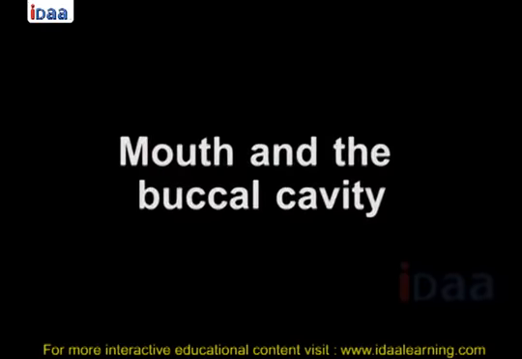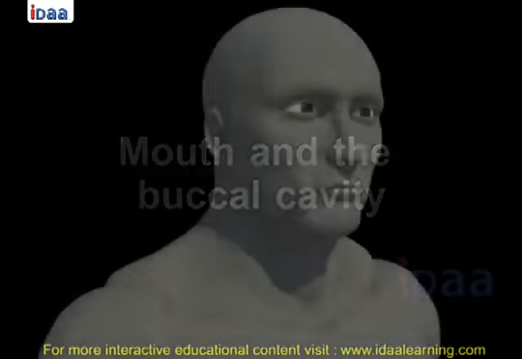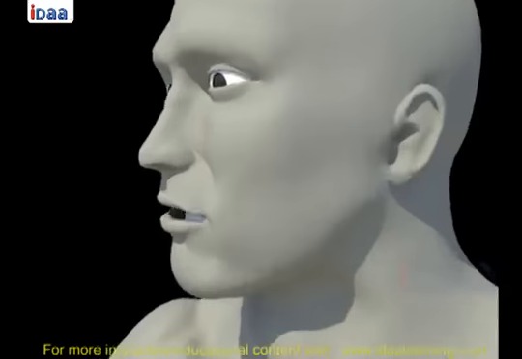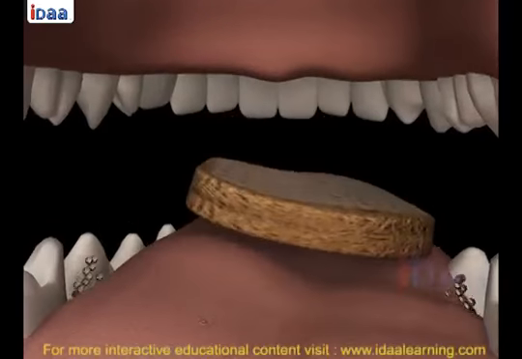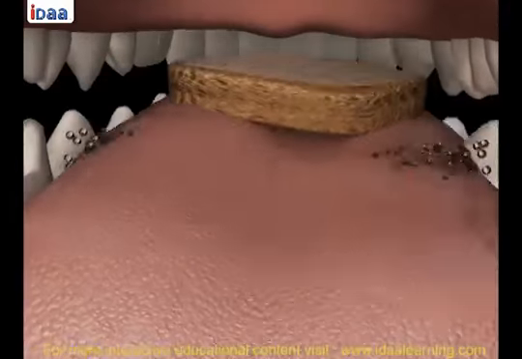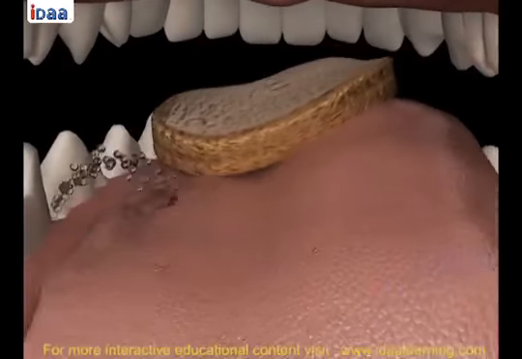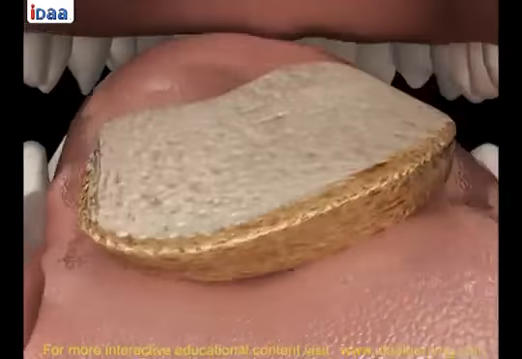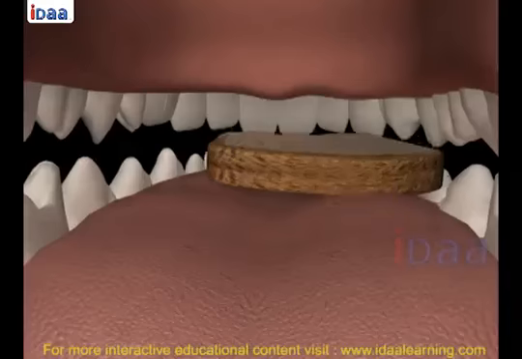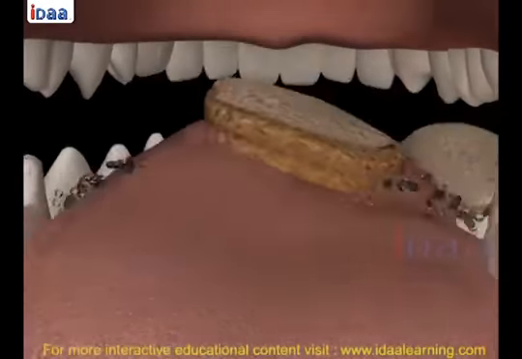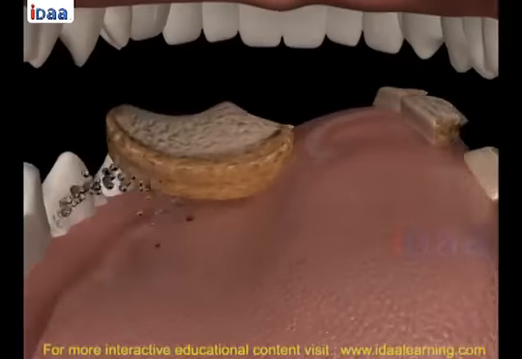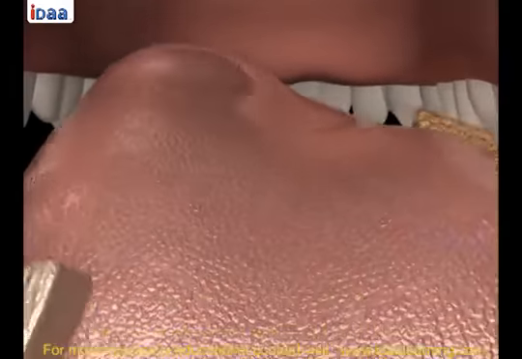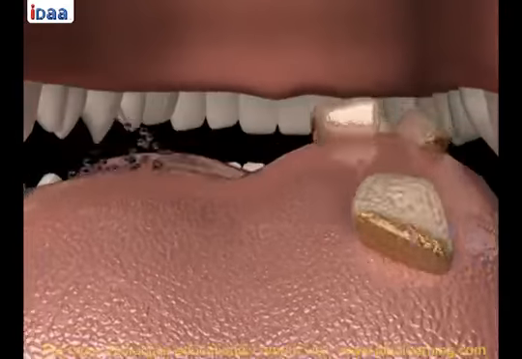Mouth and the buccal cavity. Food intake in human beings is through the mouth. This process of taking food is called ingestion. Chewing food is very necessary for proper digestion as the digestion process starts in the mouth itself. What happens during chewing? The large pieces of food we eat are mechanically broken down into small pieces. Teeth help us in doing so.